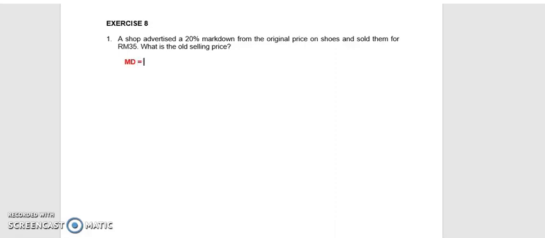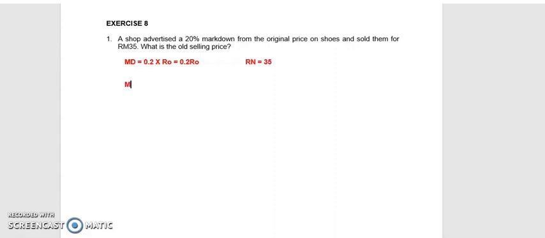So markdown is equal to 20%, 0.2, from the original selling price. So the original selling price is RO. 0.2 from means multiply RO. So you also can write it as 0.2 RO. And sold them for 35 ringgit, meaning to say that this is the new selling price, RN, 35 ringgit. Okay, what is the old selling price? So what is the value of RO?